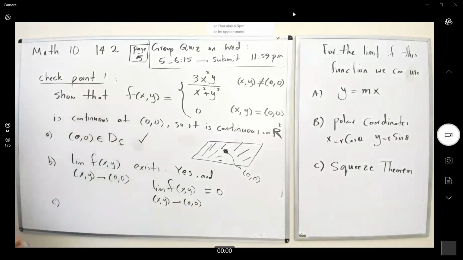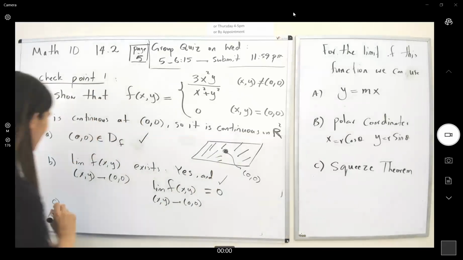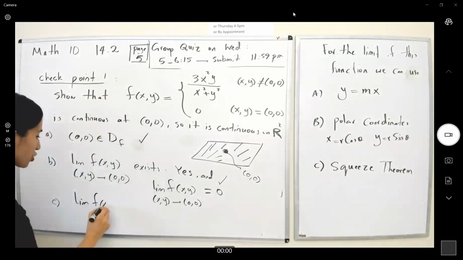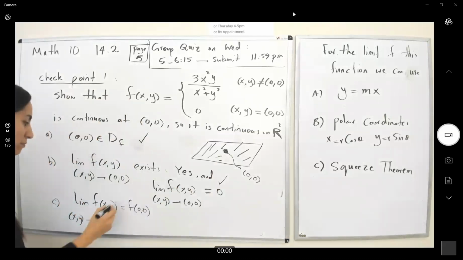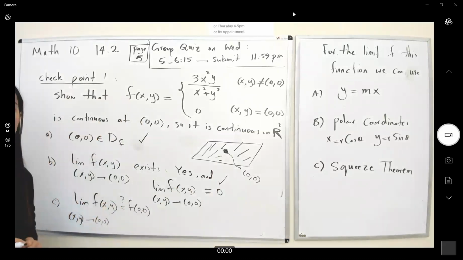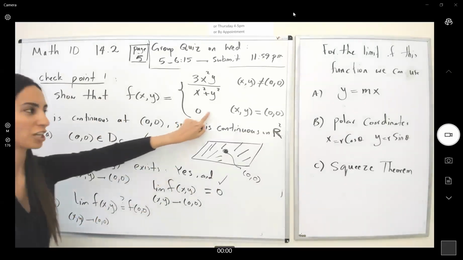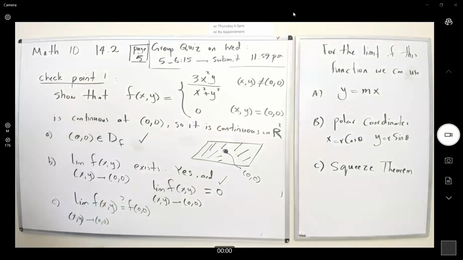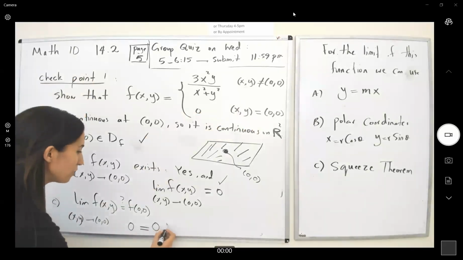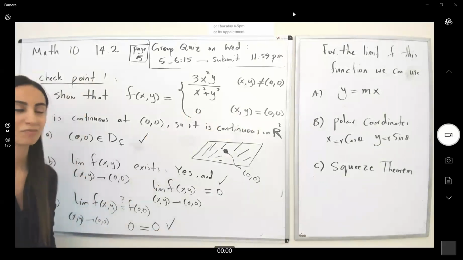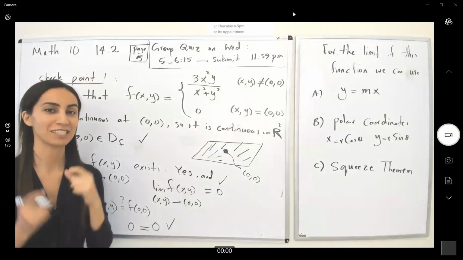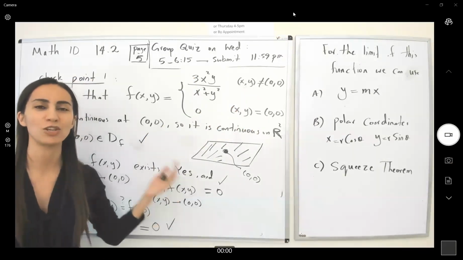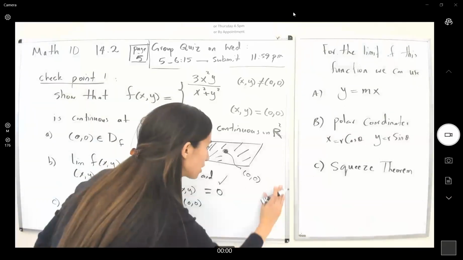And C, the last condition, is the limit of the function as x and y approach 0 and 0 equal to f of 0 and 0? The limit of the function is 0. The z value of the function at 0 and 0 is also 0. 0 is equal to 0, so all conditions are met. The troubling point, we don't have any problem with that. The function is continuous at 0 and 0, so the function is continuous everywhere. So you can write the conclusion here.